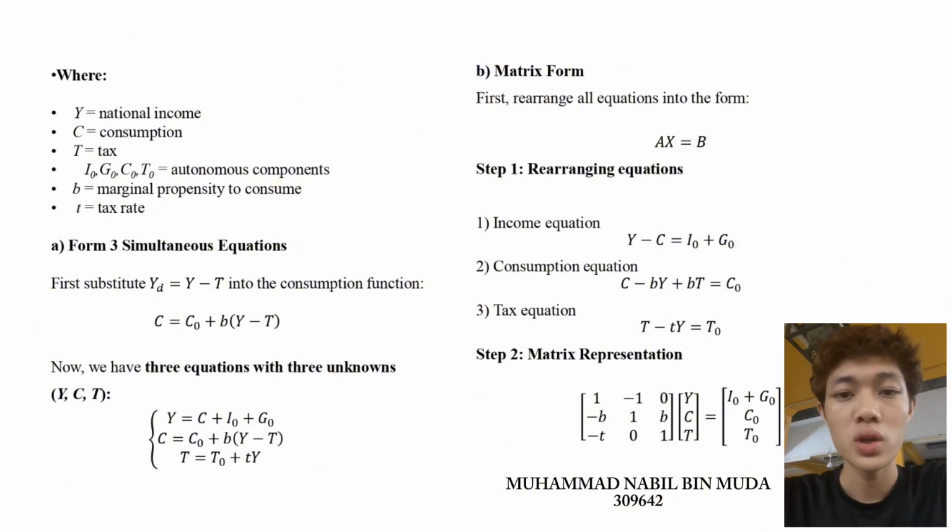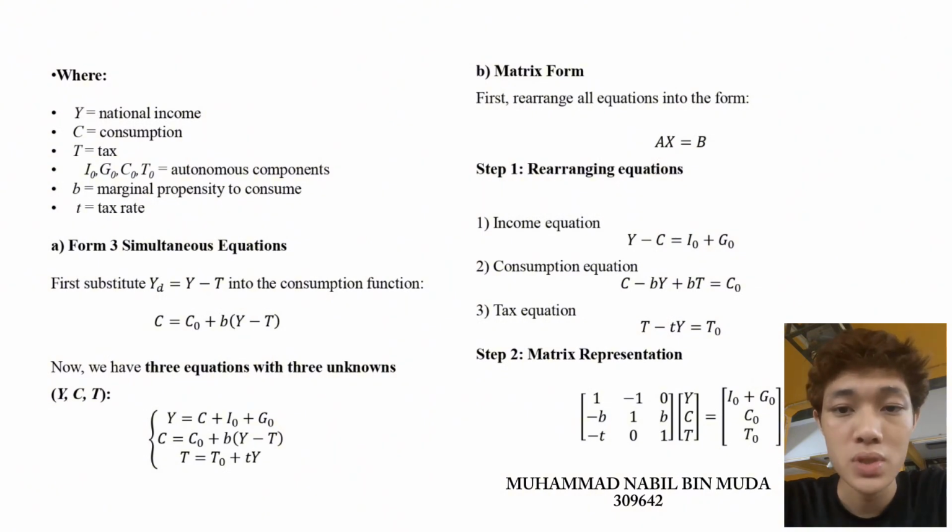For part B, we are required to transform the three simultaneous equations into matrix form. First, we rewrite all equations so that the endogenous variables Y, C, and T are on the left-hand side, and the autonomous terms are on the right-hand side. From the income equation, Y equals C plus I0 plus G0, we rearrange it as Y minus C equals I0 plus G0.